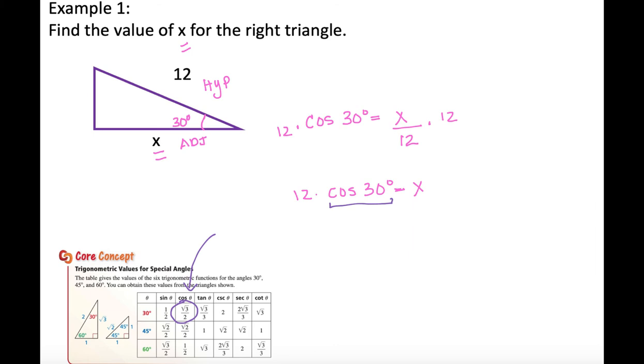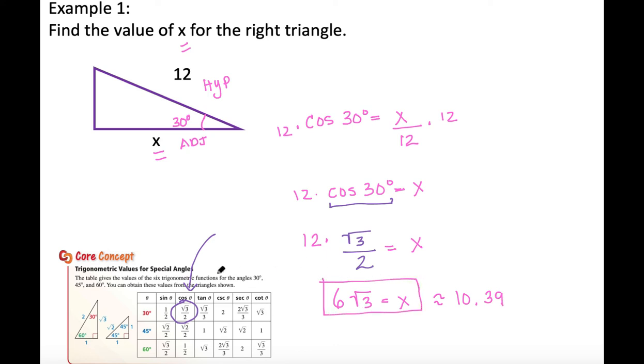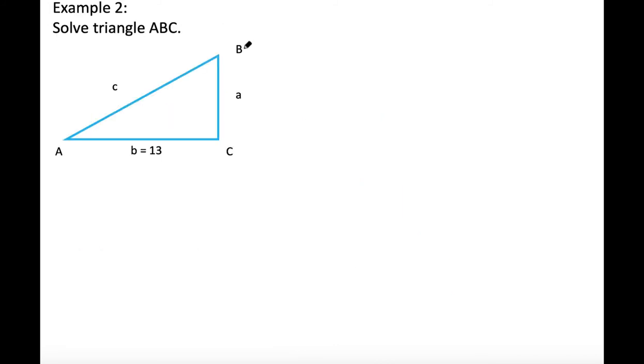So we're going to end up with 12 times the square root of 3 over 2. And that's equal to x. So when we solve this, 6 times the square root of 3 is equal to x, which if we looked at this in the calculator, this is approximately 10.39. For your homework, we're going to use the table to find the exact answer. Okay, on to our second example.